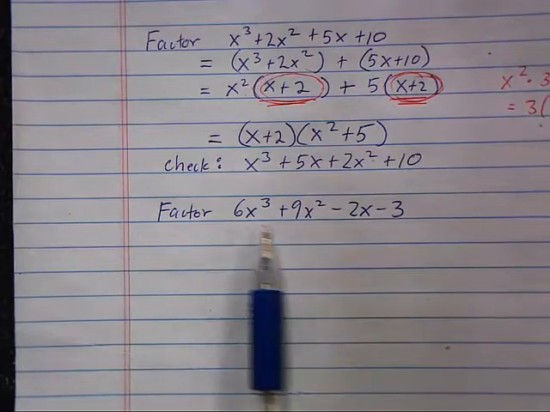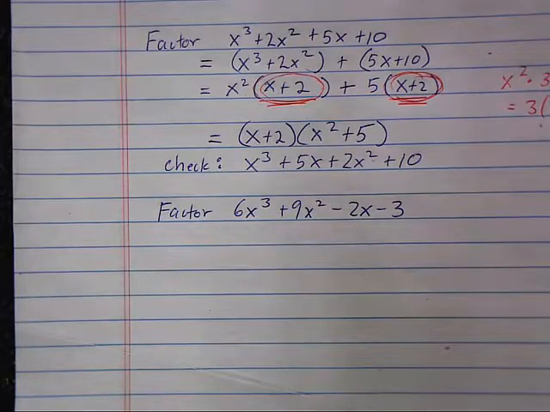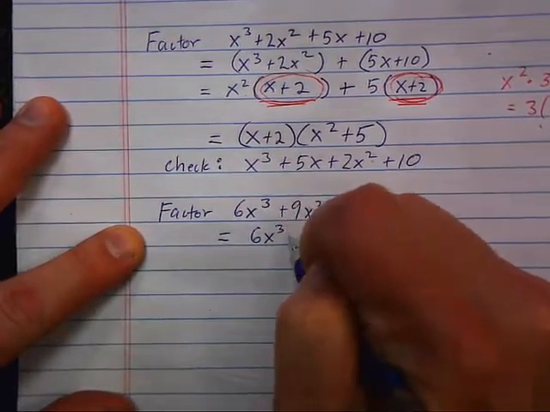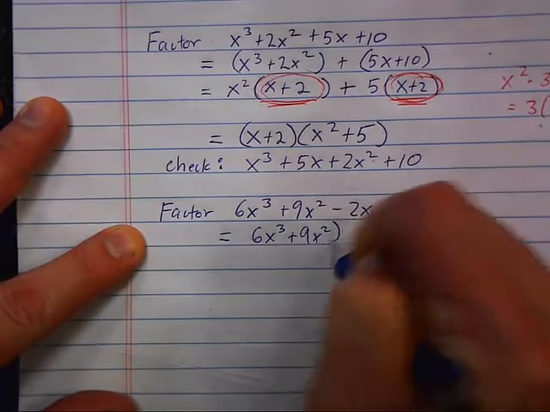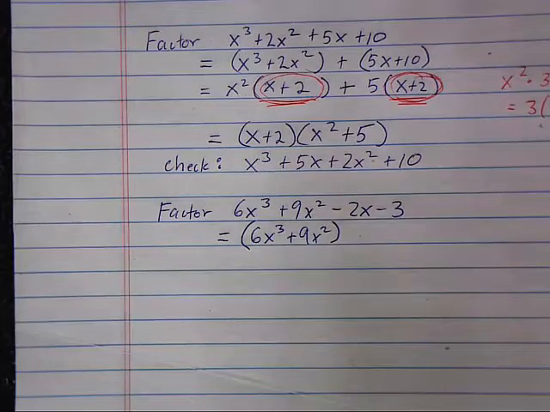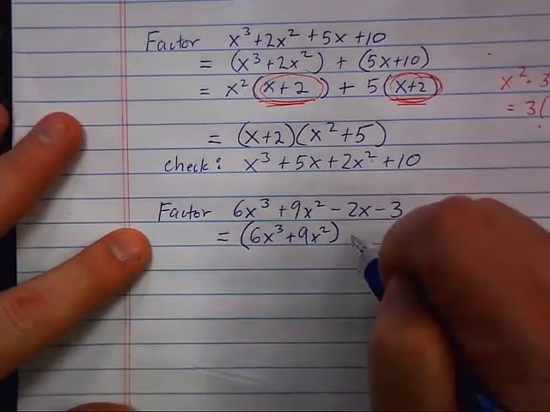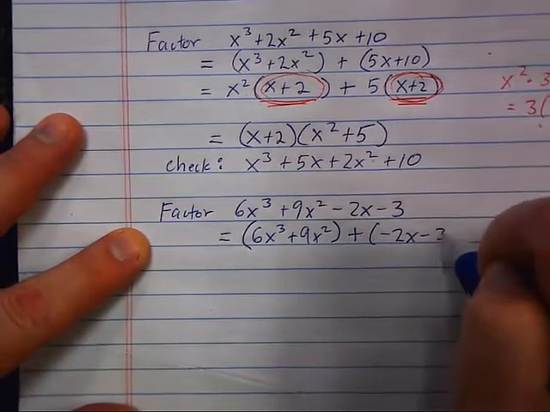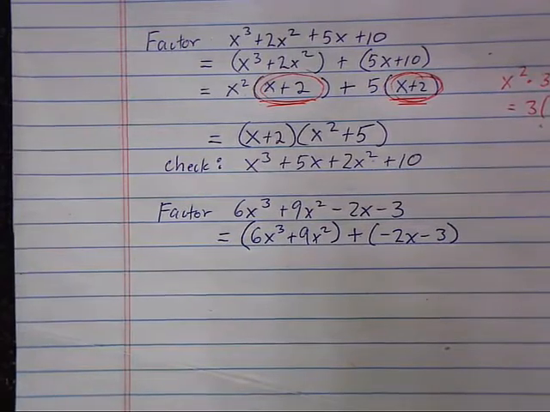Now I look, and I see that I have 4 pieces. So what do I do when I have 4 pieces? I factor by grouping. I group them in pairs. So I'm going to write 6x cubed plus 9x squared. That's my first group. And then what? What's my second group? Okay, so you're going to write it as plus negative 2x minus 3. And I think that's a very good way to write it.